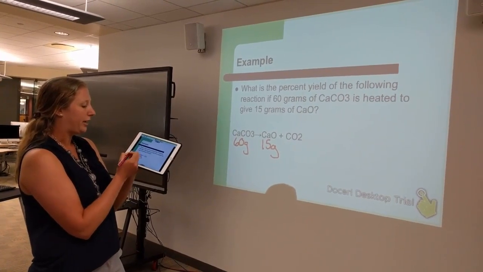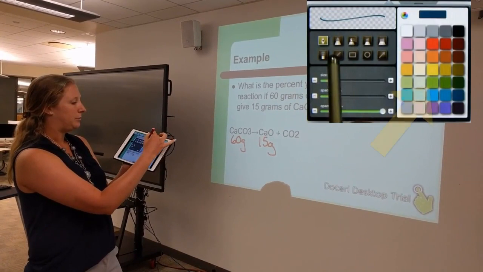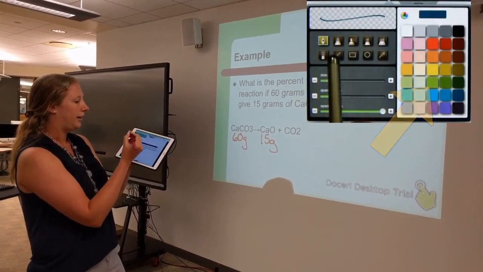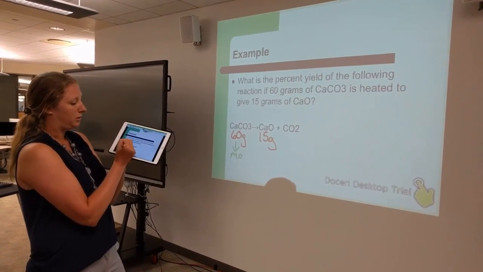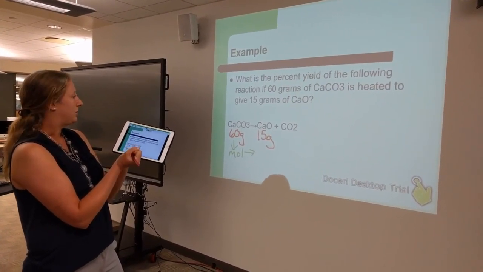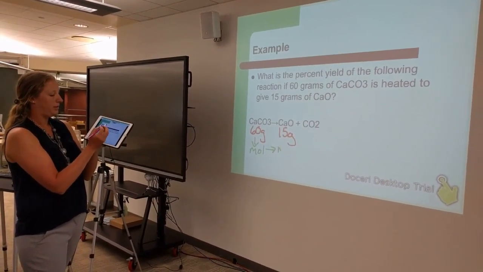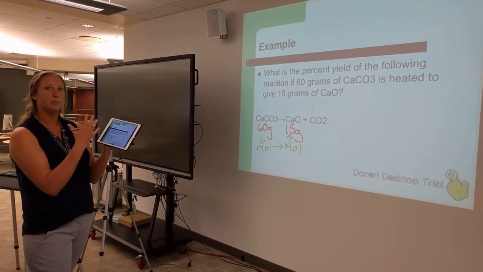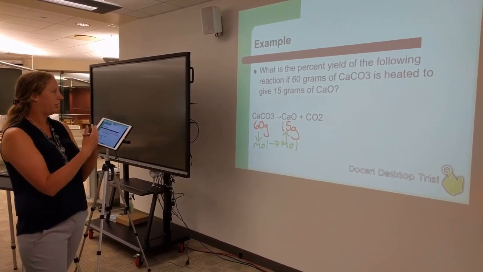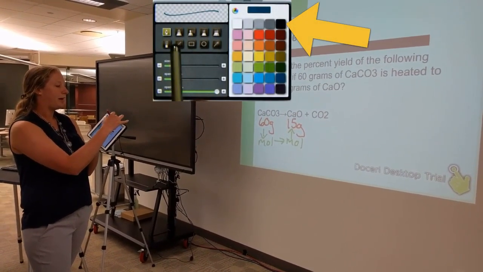I can show them, okay, we're going to need to go from grams of one substance to get the theoretical yield. We're going to need to go from grams to moles, and then from moles of one substance to moles of another, and then from there we're going to go back to grams. So I can show them my thought process and illustrate it, and then I can start in on showing the actual math equation.